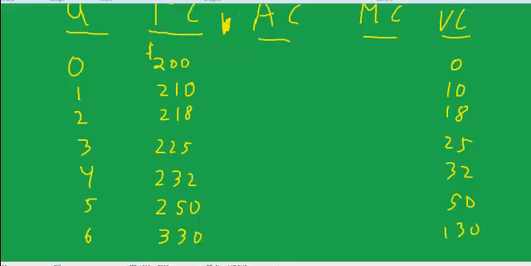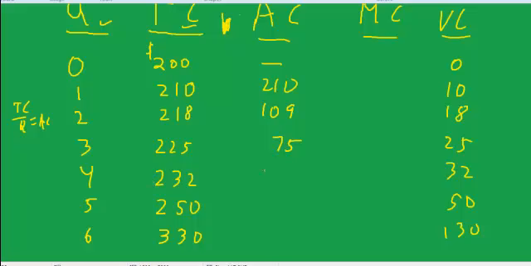Okay, average cost is just total cost divided by quantity. Total cost over quantity equals average cost. So for 200 it's undefined. For 210 it's 210 divided by 1 is 210. For 218, it's 218 divided by 2 is 109. 225 divided by 3. Not going to be a round number, is it? Yes, it is. 75.